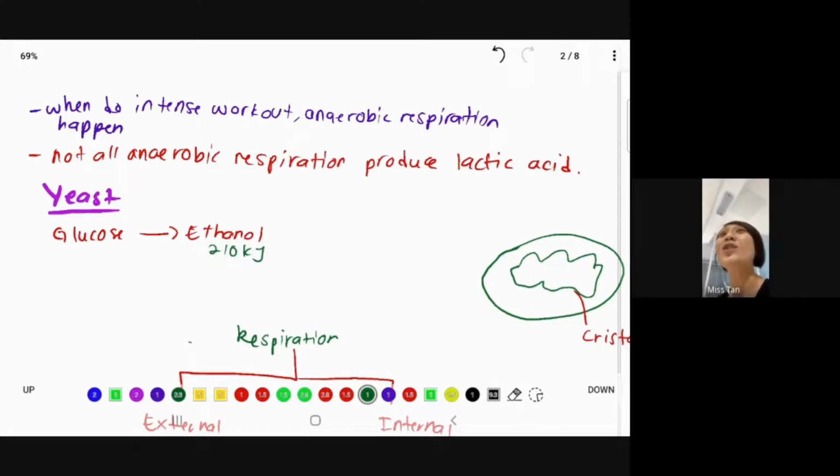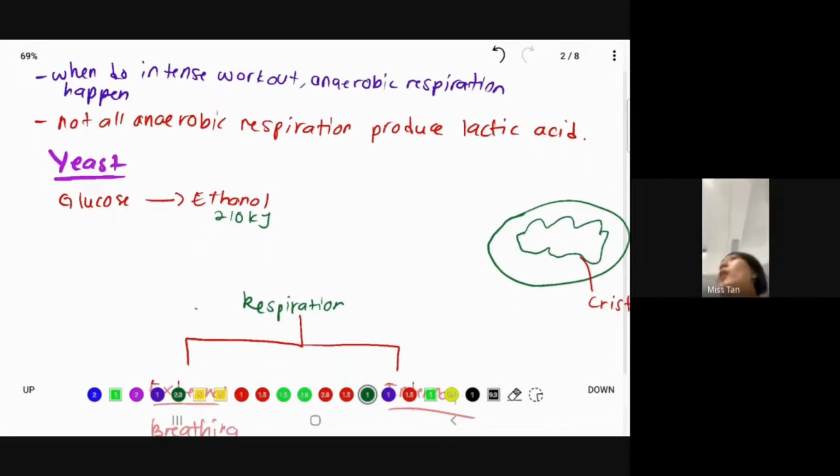Converting glucose into ethanol and carbon dioxide is called fermentation. In Mandarin it's 发酵, in Malay it's penapaian. Look at tapai, for example. Not all fermentation is of glucose. Sometimes you can ferment your milk, then you get yogurt. If you ferment durian, it's called what? Tempoyak.